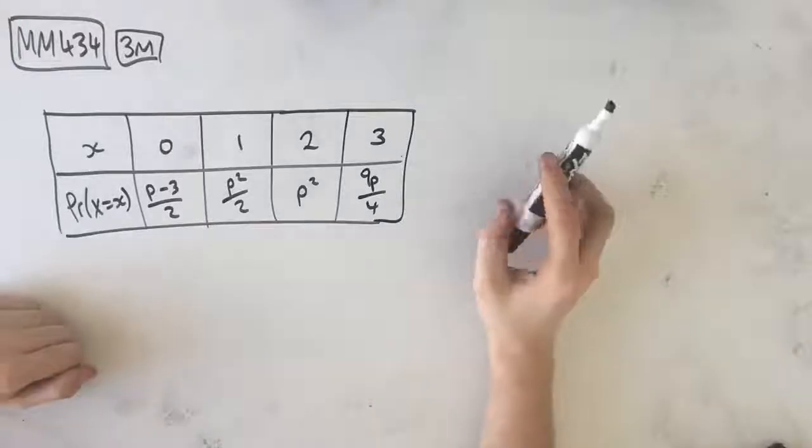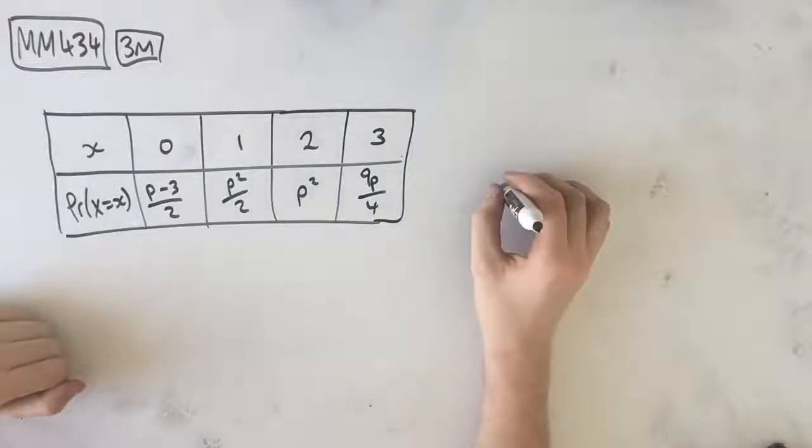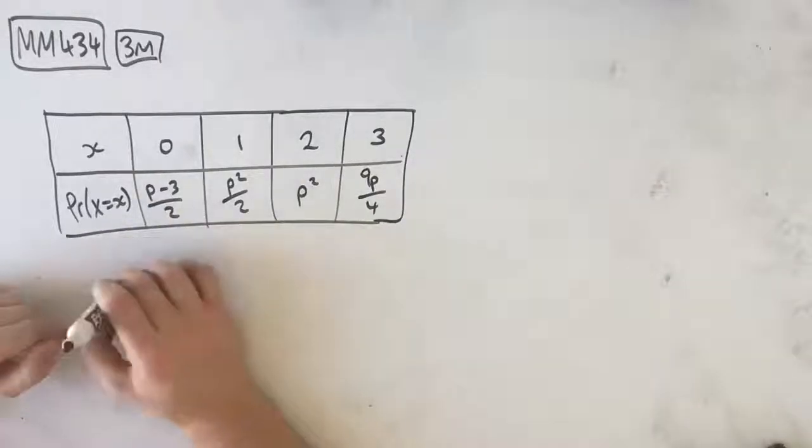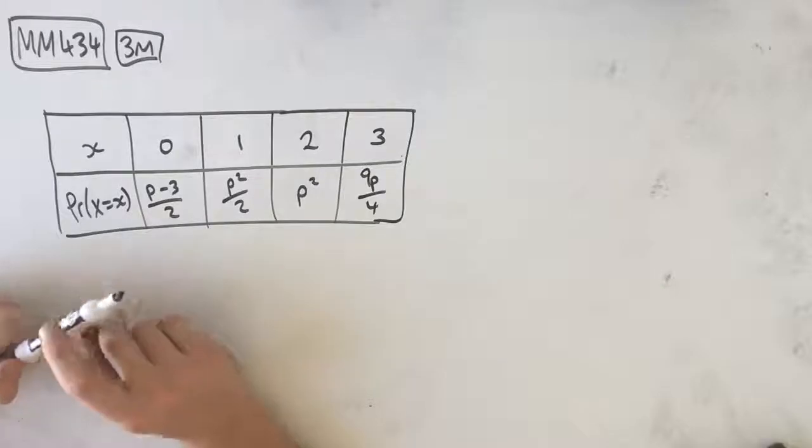Hey guys, welcome to question MM434 of the Maths Methods Fortify study guide. Now we've got this discrete random variable x which follows this probability distribution table, and we need to find the value of p. Alright, awesome.